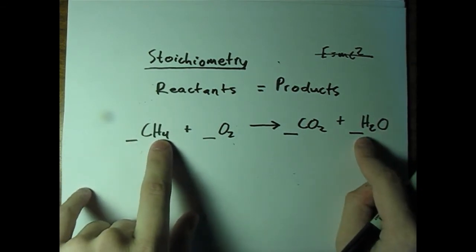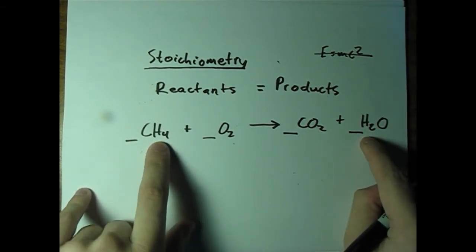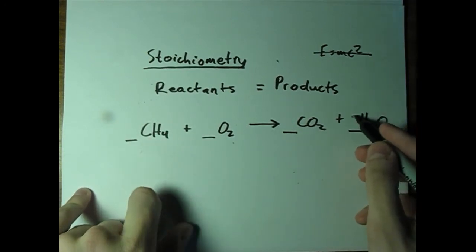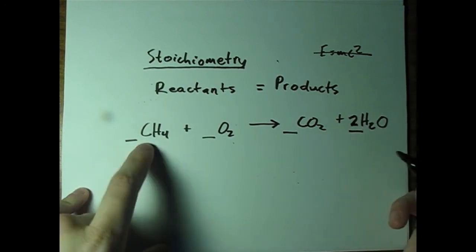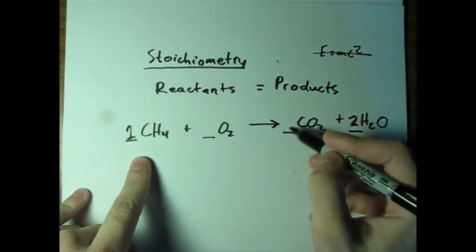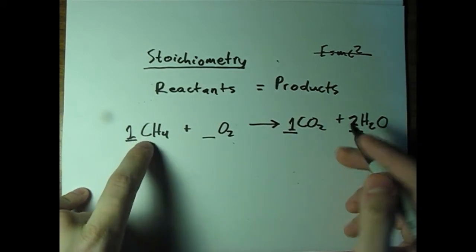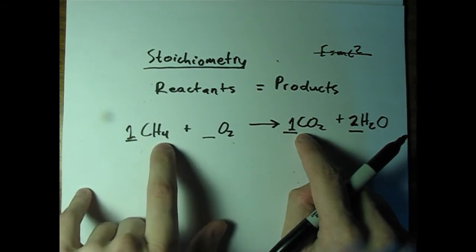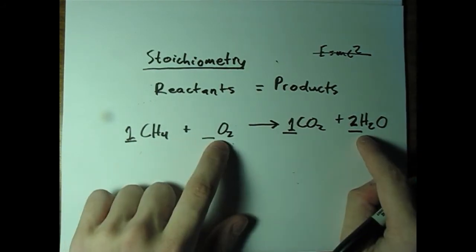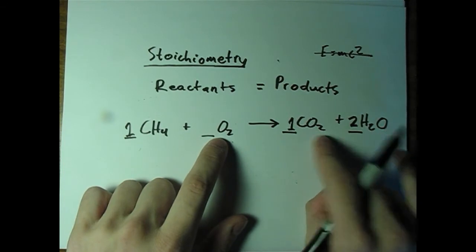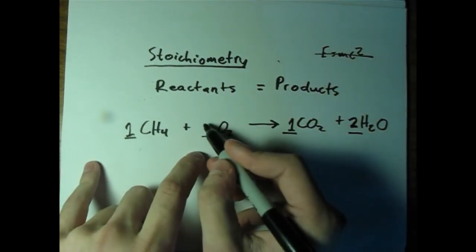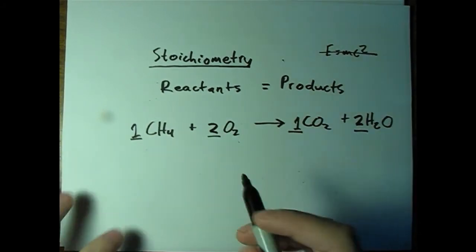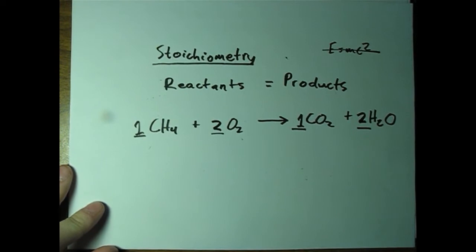So look, we have 4 hydrogen and 2 hydrogen. So in order to make this 4 and 4, I'll put a 2 there. Let's go ahead and put 1s here. So we have one carbon, 4 hydrogen, 2 oxygen, and 4 oxygen. So let's make this 4 oxygen. Now we're balanced.